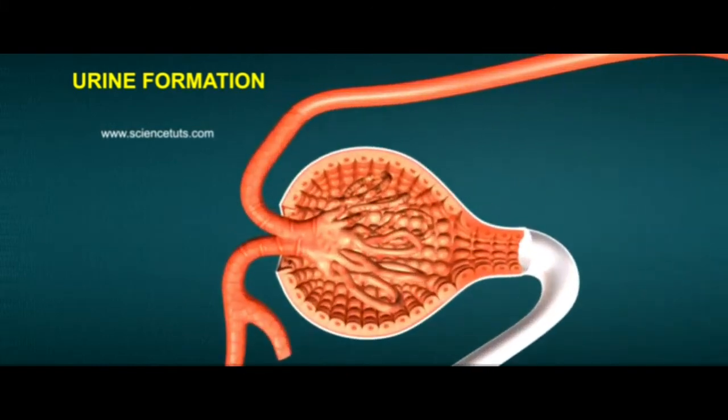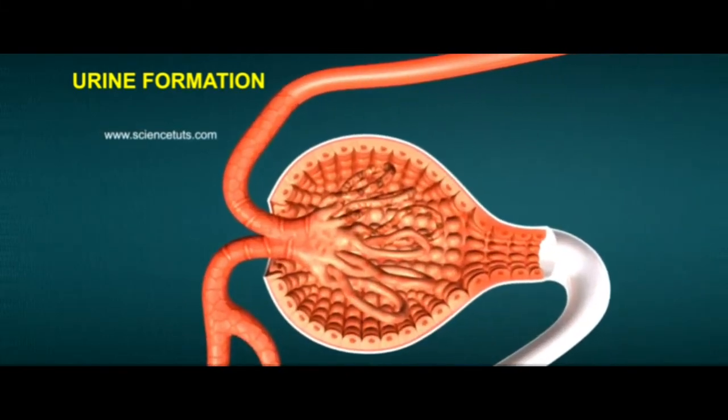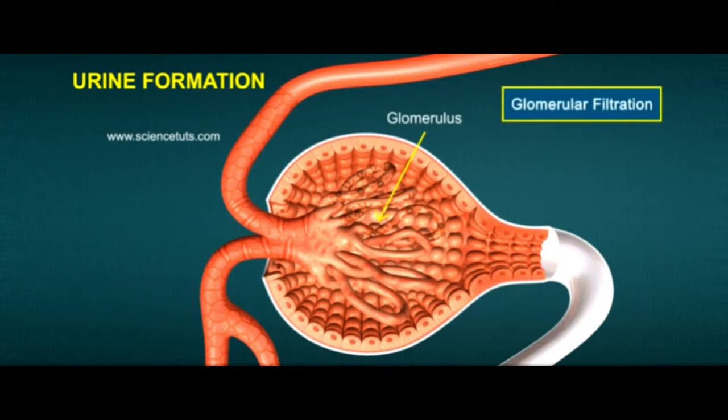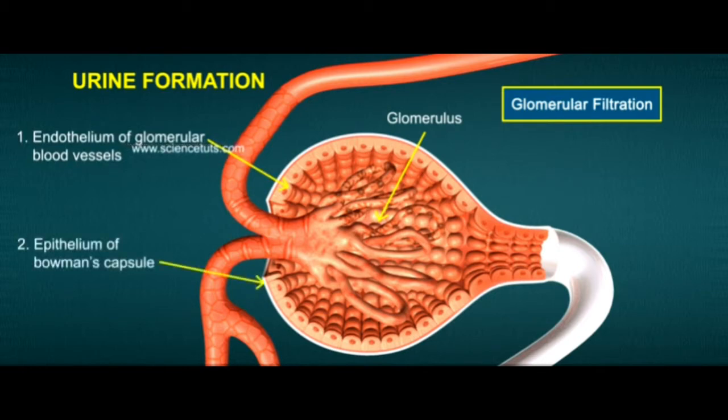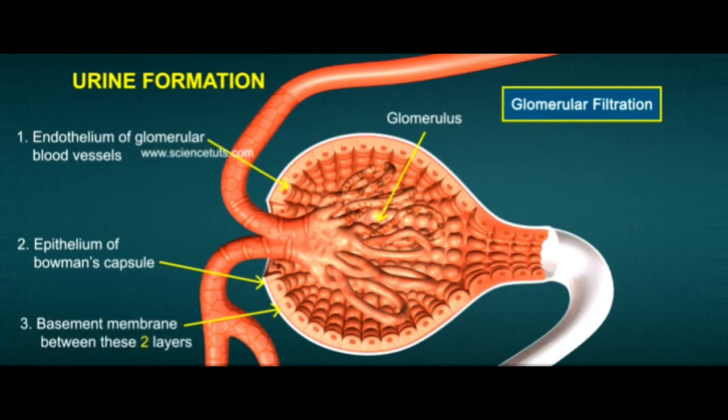Filtration is carried out by the glomerulus and is called glomerular filtration. The glomerular capillary blood pressure causes filtration of blood through three layers. This is the endothelium of the glomerular blood vessel. Next is the epithelium of Bowman's capsule. Basement membrane lies between these two layers.